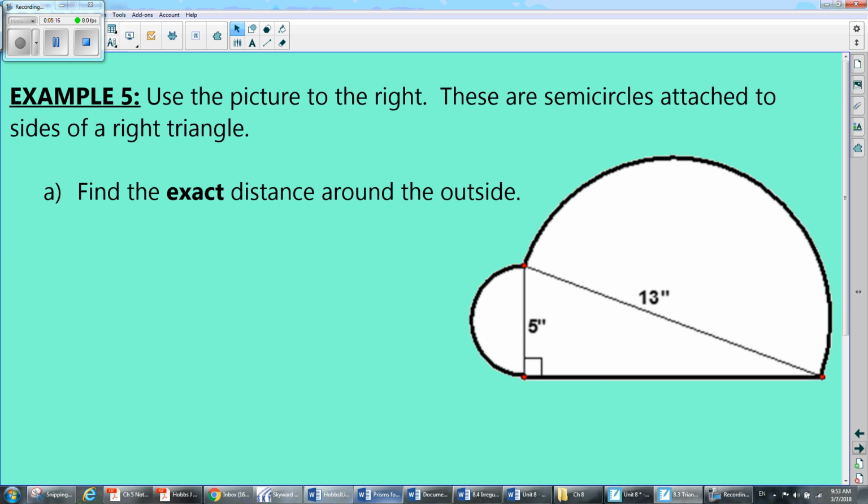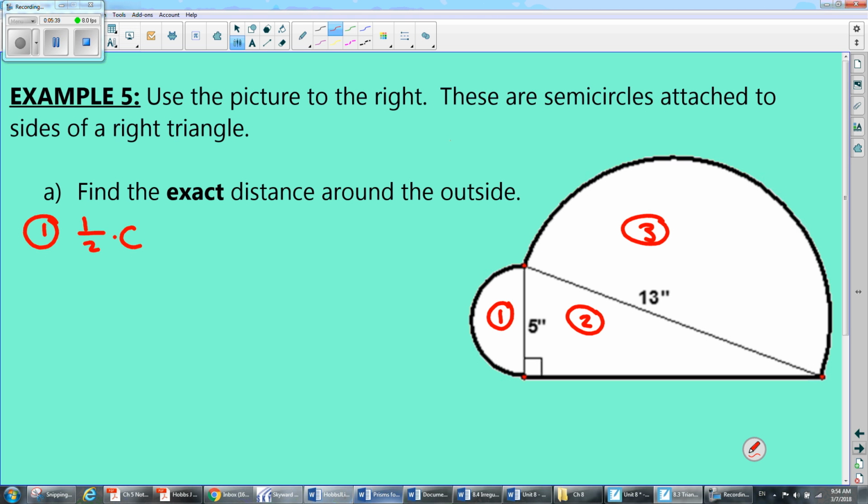So if we're looking at this picture on the right, we have semicircles attached to the sides of a right triangle. I'm going to call this figure 1, figure 2, and figure 3. We're trying to find the exact distance around. For figure 1, which is a semicircle, I need to take 1/2 of the circumference, since we're only using half of its total circumference. So that means 1/2 times pi times the diameter, since they gave us the diameter. 1/2 times pi times 5 leaves us with 2.5 pi.